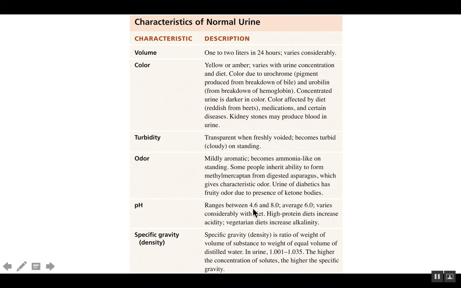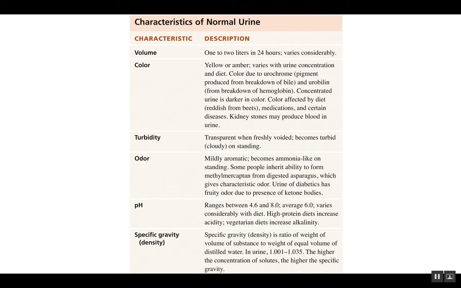Diet does affect that as well. High protein diets can increase the acidity, so the pH might go down. Vegetarian diets, the pH might be a little bit higher than normal. And finally, specific gravity is a more objective measure of concentration.